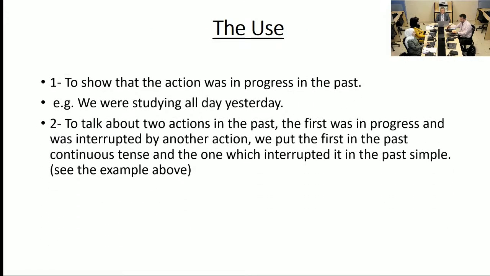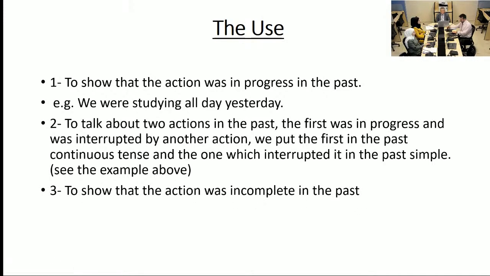Okay, we have three uses. The first one is to show that the action was in progress in the past, which means that it talks about past events that happened over a period of time. We were studying all day yesterday. The second one is to talk about two actions in the past, as Mr. Abdul Karim said. The first was in progress and was interrupted by another action. We put the first in the past continuous tense and the one which interrupted it in the past simple.